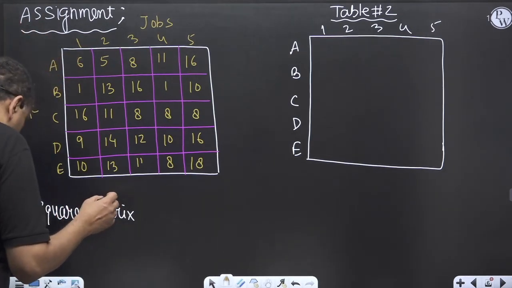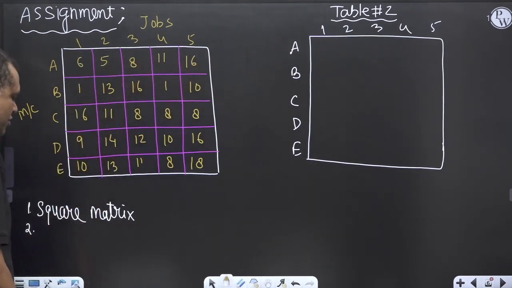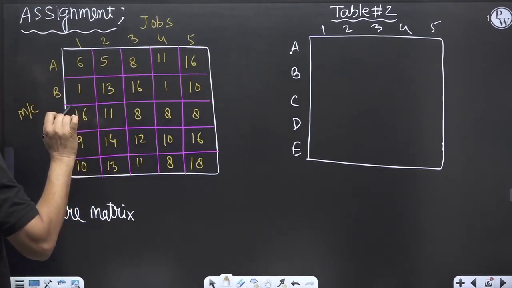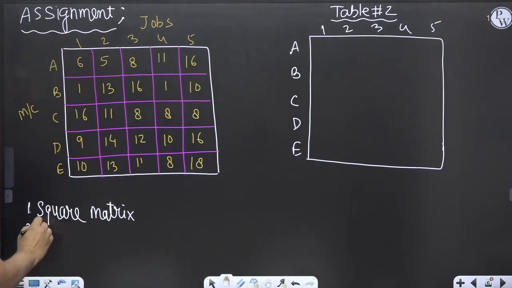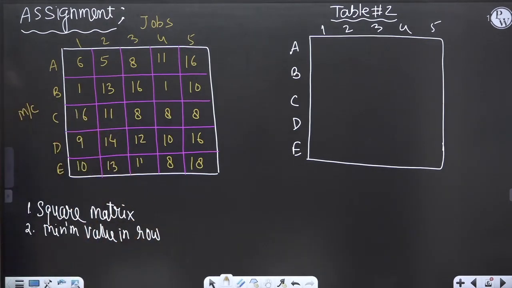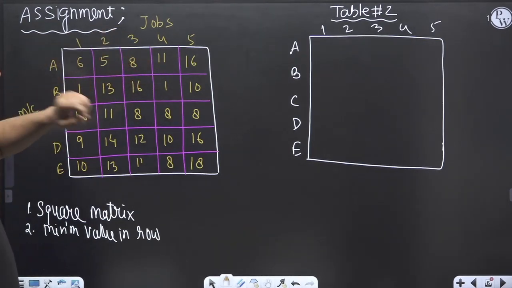Look at the board, what I am doing. Select the minimum value of each row and subtract it from each and every element of that row. So let us do it.